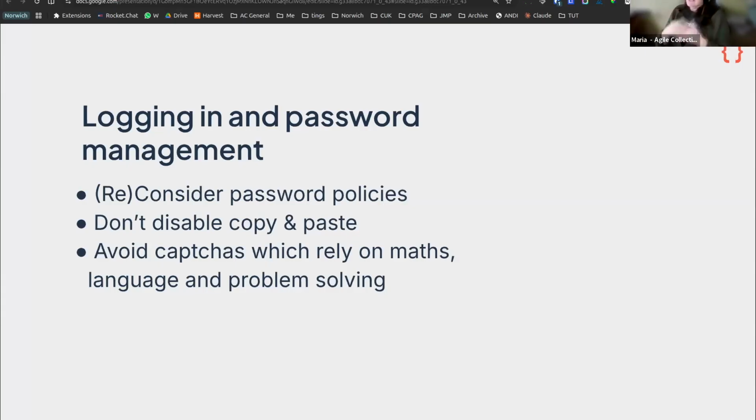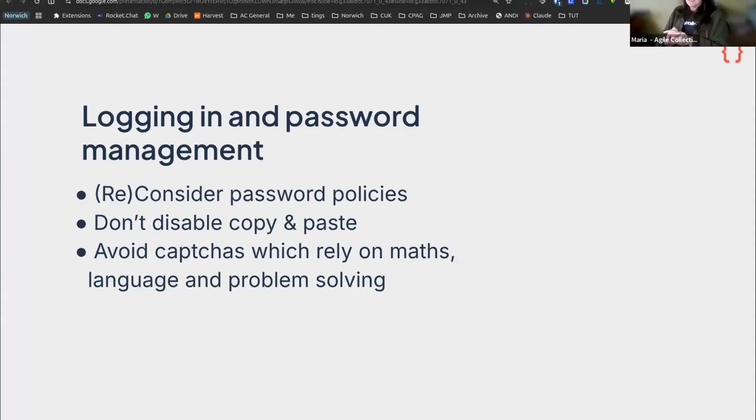So we need to consider, obviously we need some restrictions, but think about it sensibly. Not disabling copy and paste into password fields. A lot of people use things like a password manager in order to have secure passwords, and need to be able to copy and paste into those so you don't have to remember the password from one thing to the other. And yeah, captchas, I'm sure you're aware of all the problems that captchas have. There are some that are better than others.